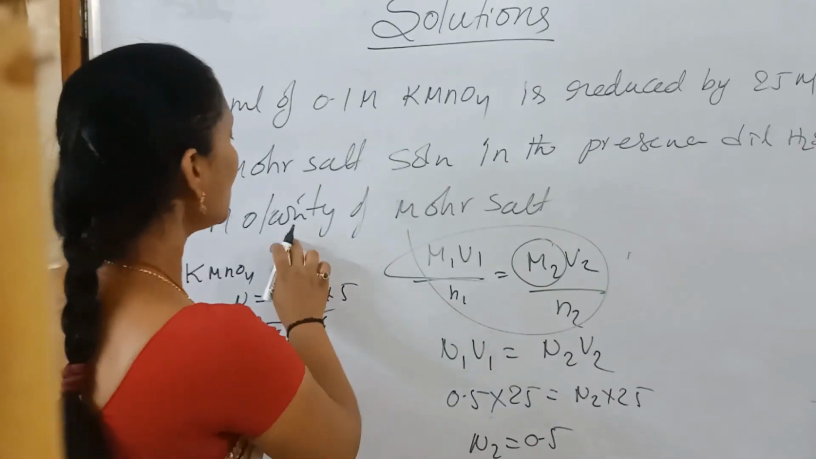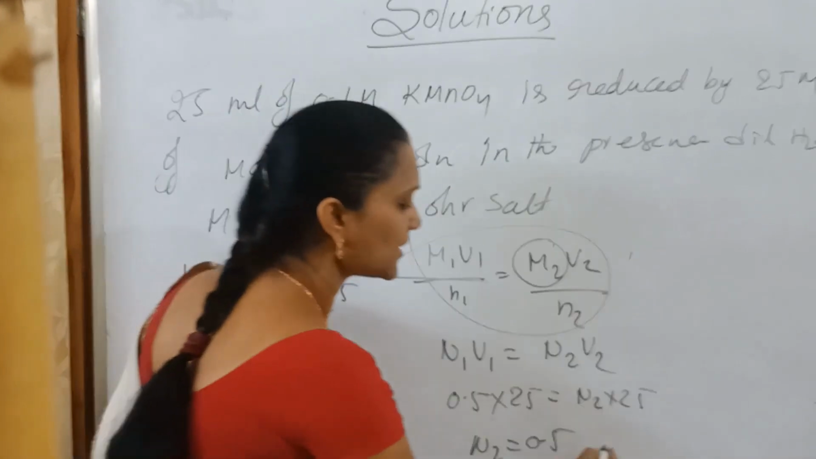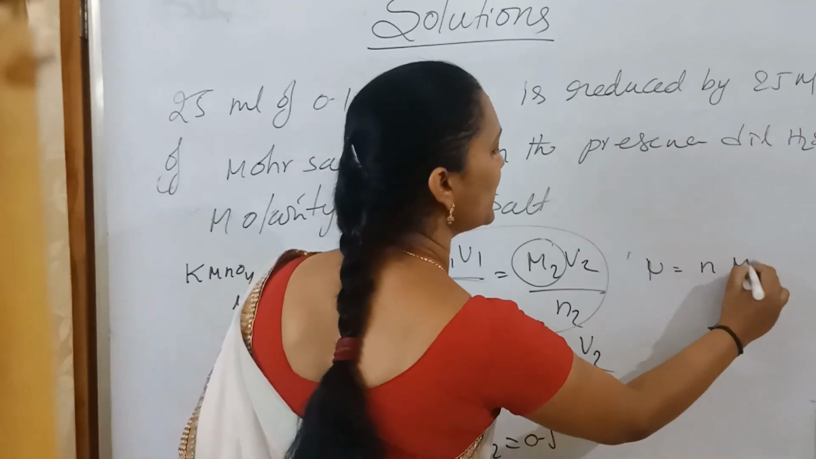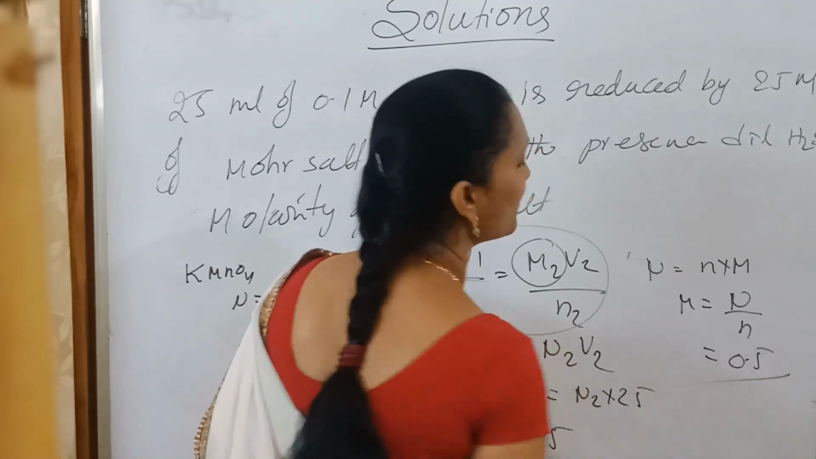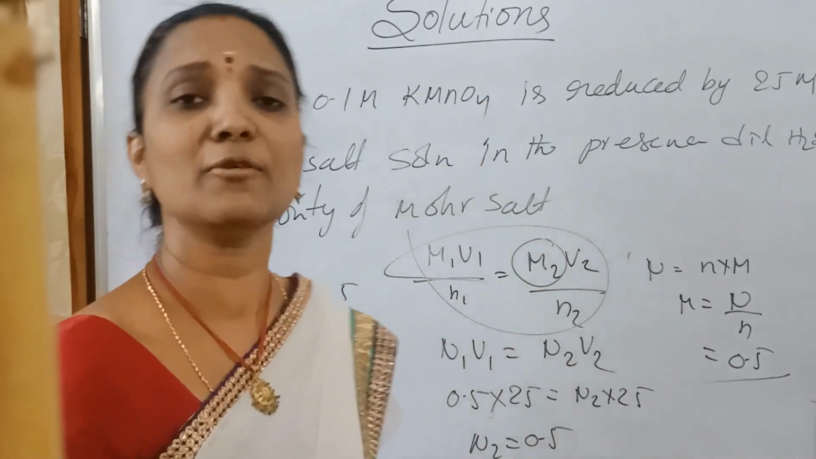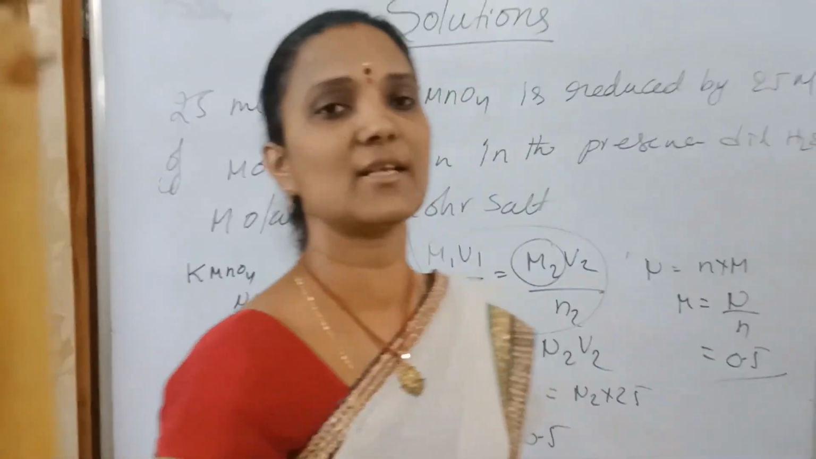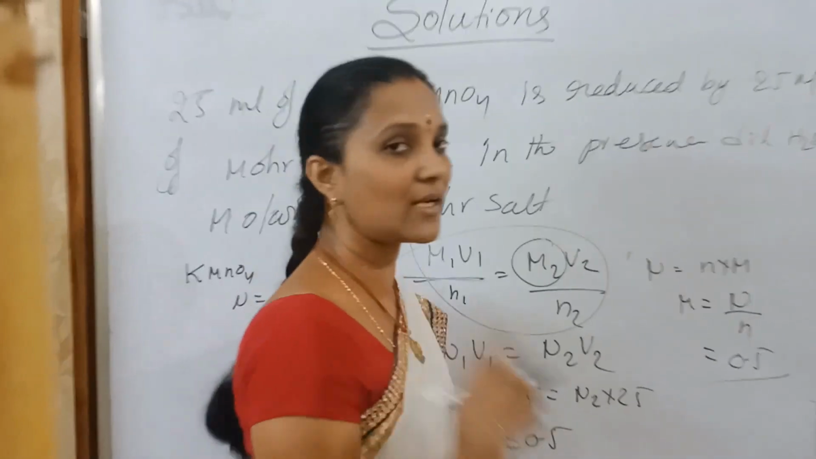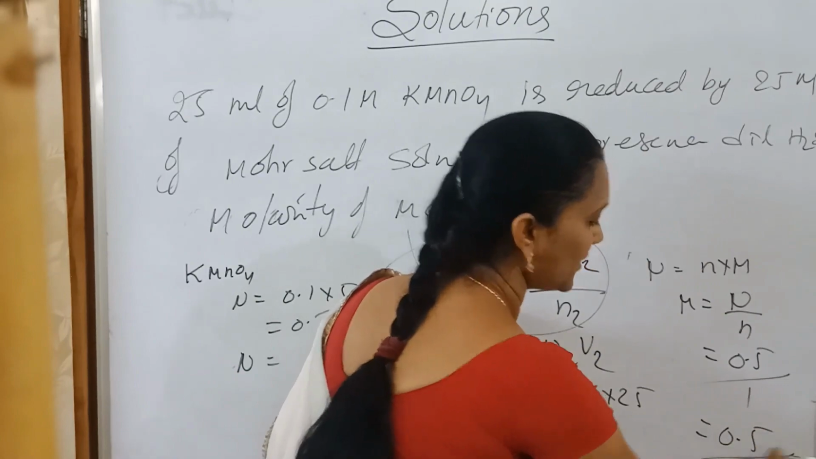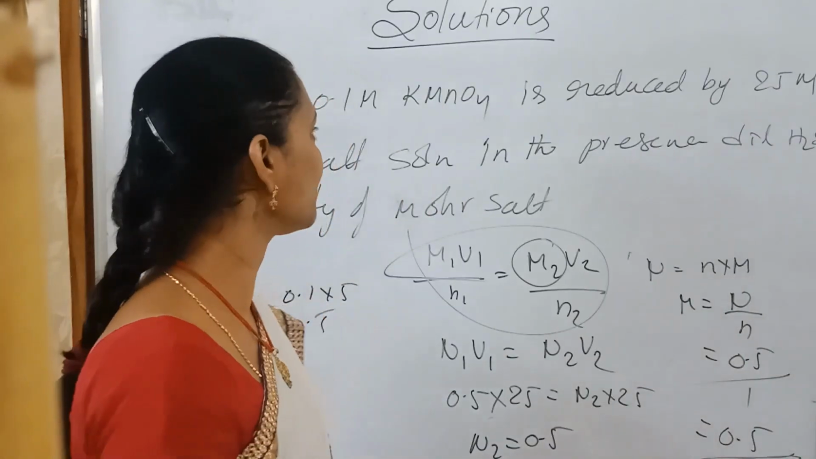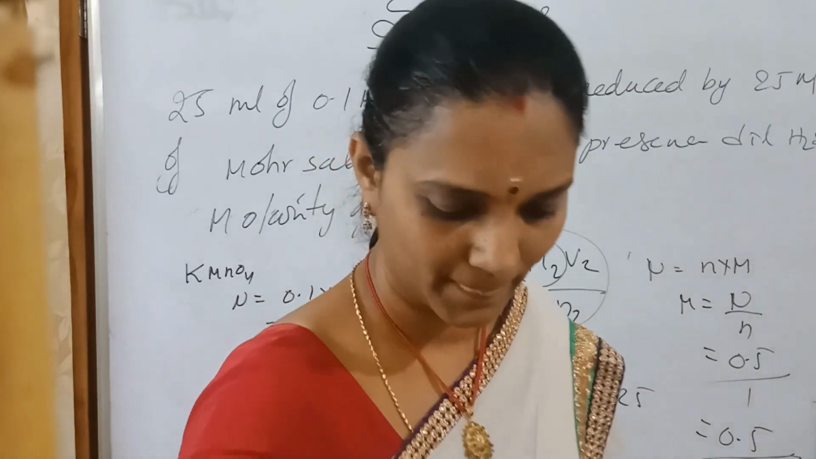But they are asking molarity. Molarity they are asking means normality is equal to n into M, so M is equal to N by n. Normality 0.5. What is the n value? Ferrous changes to ferric, nothing but plus 2 to plus 3, 1 electron. So 0.5 by 1 is equal to 0.5. That's it. That is the molarity. Okay, one more problem.